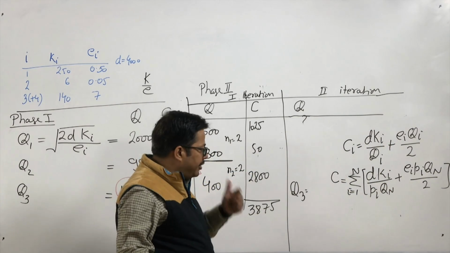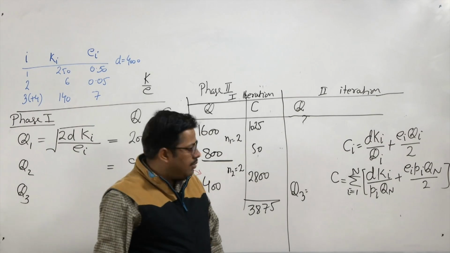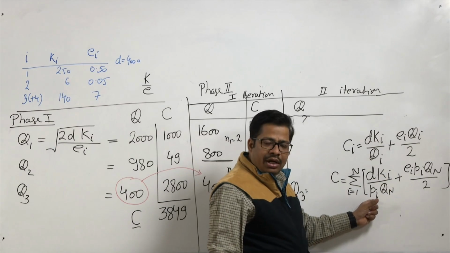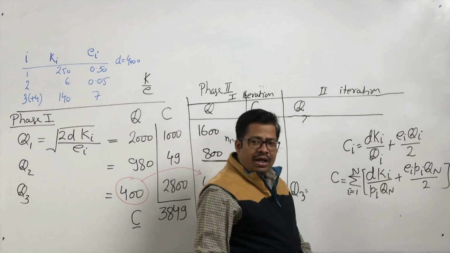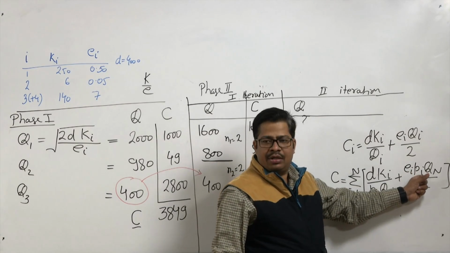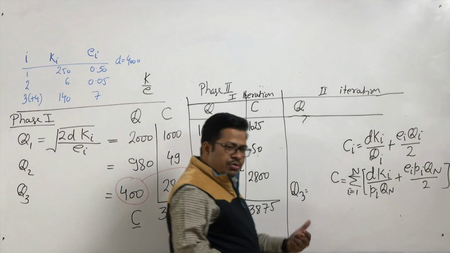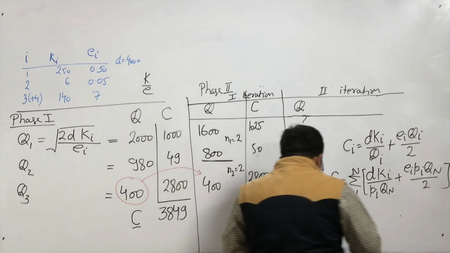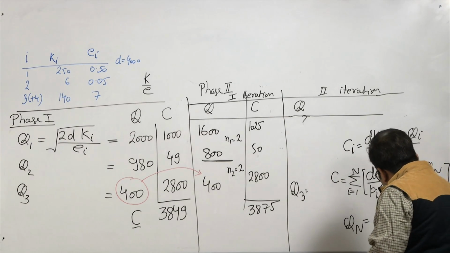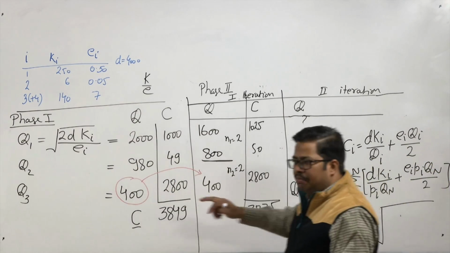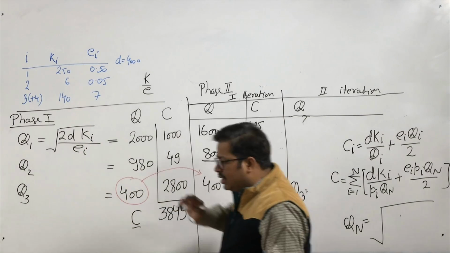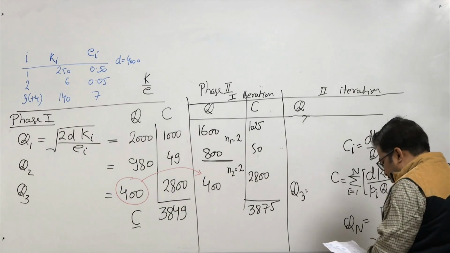Now, by seeing this you can observe that our new setup cost is Ki upon Pi, and our new holding cost, the echelon holding cost, is Ei into Pi, that is the unit holding cost. So, using this, our formula for calculation of Qn will be the same formula, but since here the setup cost and echelon holding cost are simply K and E, this K and E will be replaced.